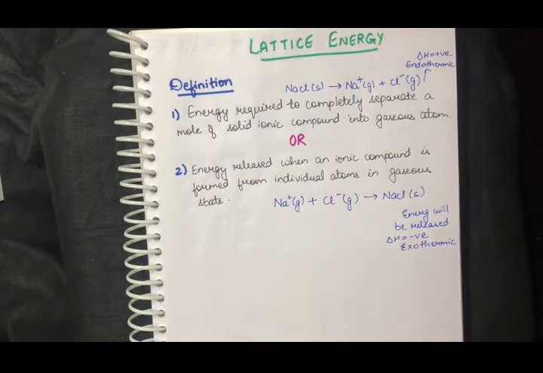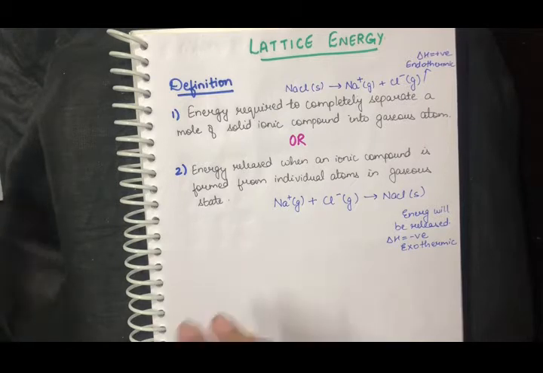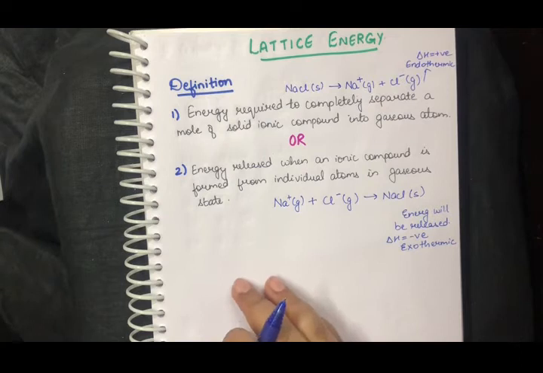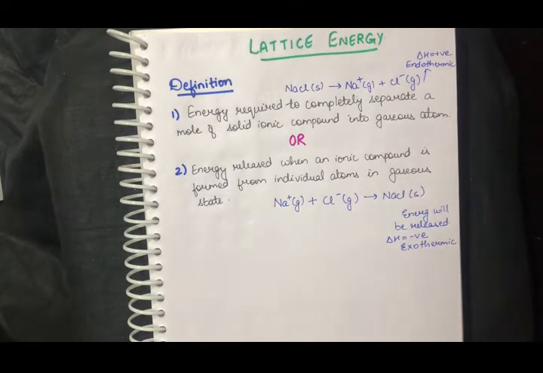So lattice energy can be either way, wherein you are breaking an ionic compound into its constituents, cations and anions, and also it can be the energy released when you are taking a cation and an anion from infinite positions and bringing them together to form a lattice.